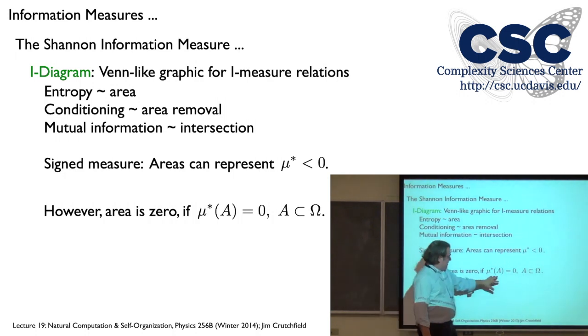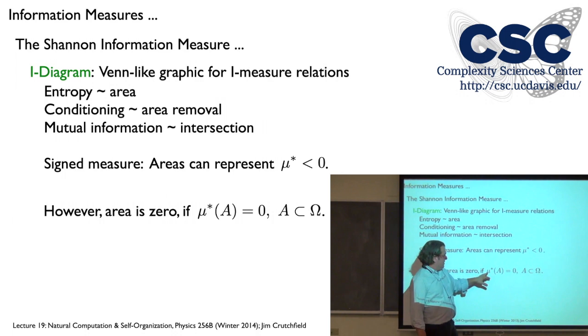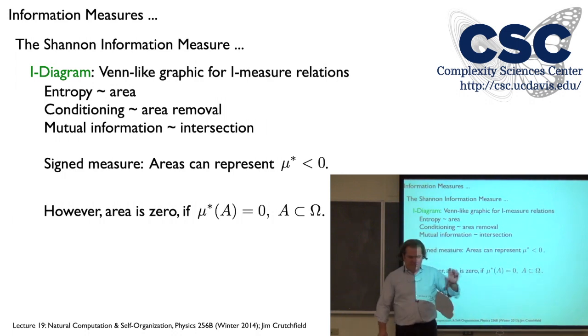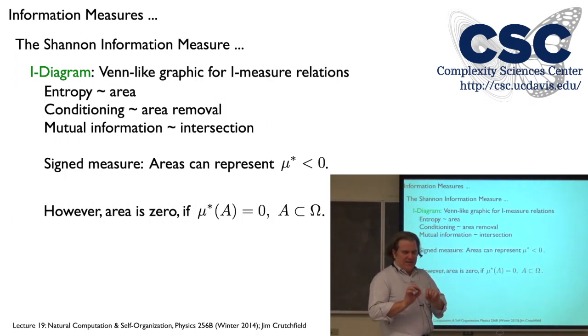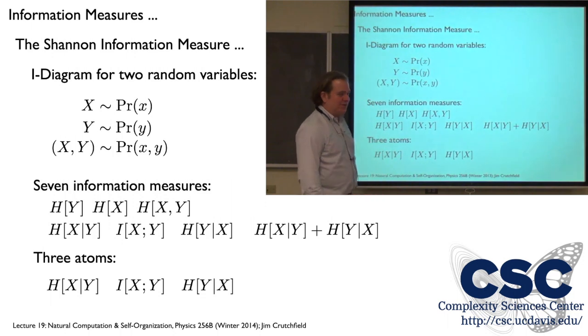However, if a set actually has 0 area, then the measure is 0, or 0 entropy. So at least there's that, but there's a slight difference. The measure setup is not introducing negativity. That's already in information theory when we start dealing with 3 and more variables. So we're going to have to work a little bit to understand what that means.